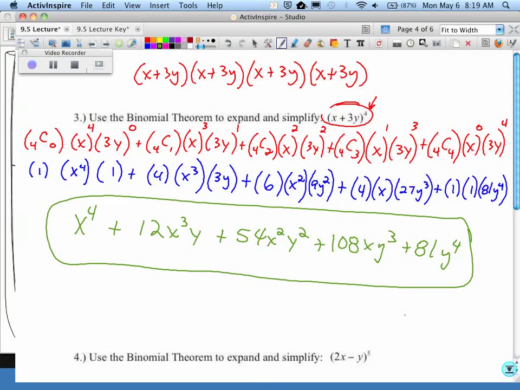That's the final answer. If you took x plus 3y times x plus 3y times x plus 3y times x plus 3y, that is what you get.